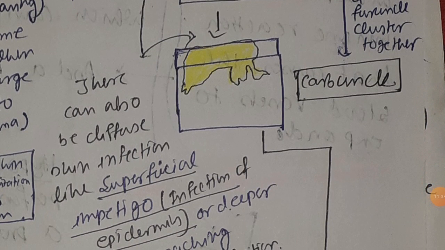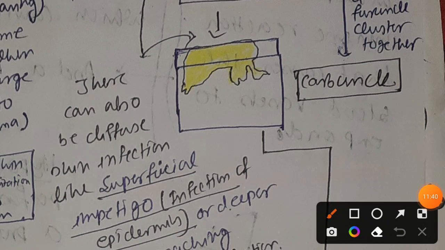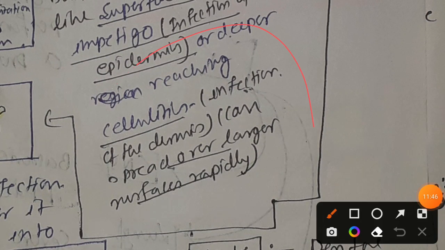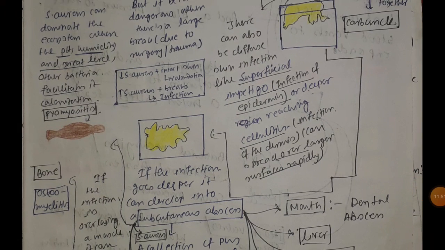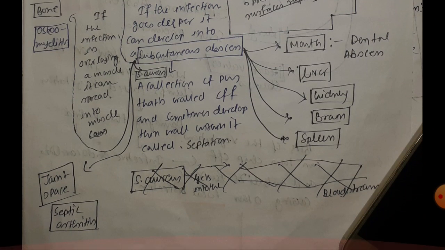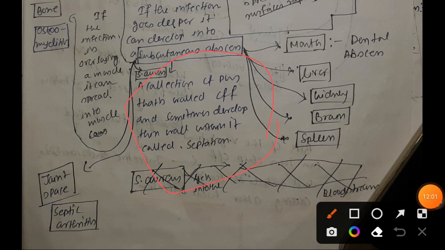Okay, so there can also be some diffuse skin infection known as superficial impetigo, that is infection of the epidermis, or deeper reaching cellulitis, which is infection of the dermis and can spread over a larger surface rapidly. From that part, when the infection goes deeper, it can develop into a subcutaneous abscess, which is a collection of pus that is walled up or sometimes develops a thin wall within it, a process called suppuration.